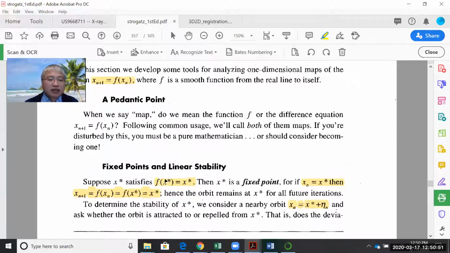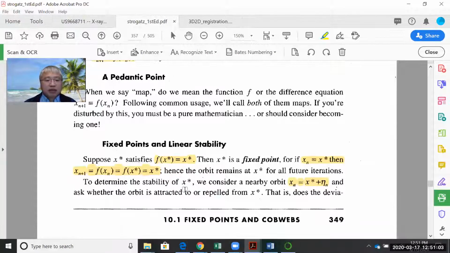So let's define the fixed point. It's just the same thing as what we have talked about so far in the earlier chapter. In the previous case, we had f(x*) equal to 0, namely the thing is not changing. But here, since it's discrete, there's no longer a time variable. Therefore, the fixed point is defined as f(x*) equal to x*.